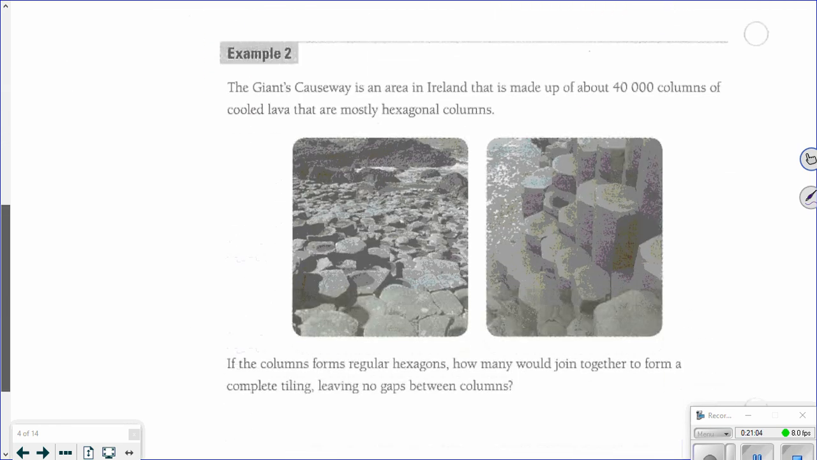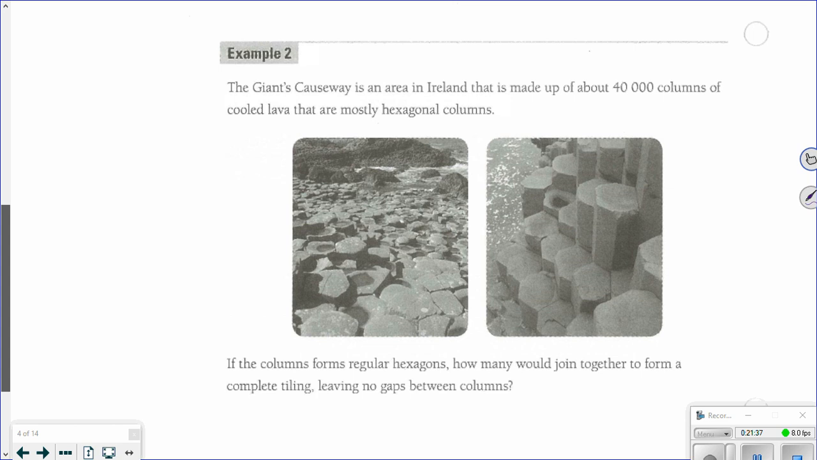Okay, the next question says, the Giant's Causeway is an area in Ireland that's made up of about 40,000 columns of cooled lava that are mostly hexagonal columns. If the columns form regular hexagons, how many would join together to form a complete tiling, leaving no gaps between the columns? So this is a pretty common polygon question. It wants to know if you could rotate these different shapes, could you get all the way around 360 degrees in a complete pattern, leaving no gaps between?